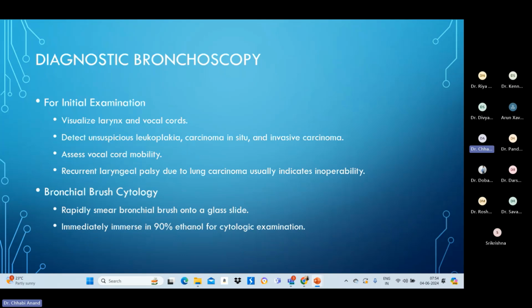Diagnostic bronchoscopy. For initial examination, visualize the larynx and vocal cords, detect unsuspected leukoplakia, carcinoma in situ, and invasive carcinoma. Assess vocal cord mobility. Recurrent laryngeal palsy due to lung carcinoma usually indicates inoperability. There is bronchial brush cytology also we can do. Rapidly smear the bronchial brush onto a glass slide and immediately immerse in 90% ethanol for cytological examination.